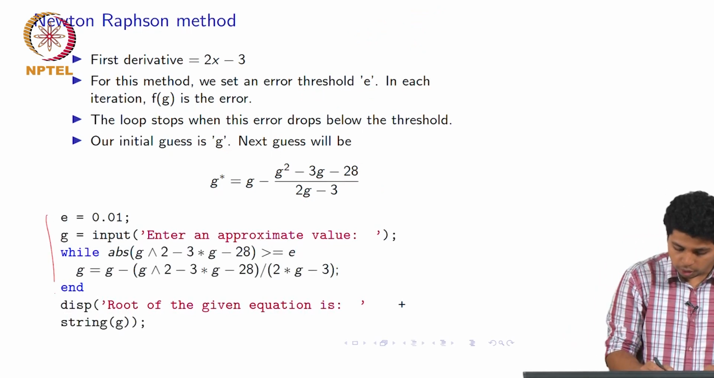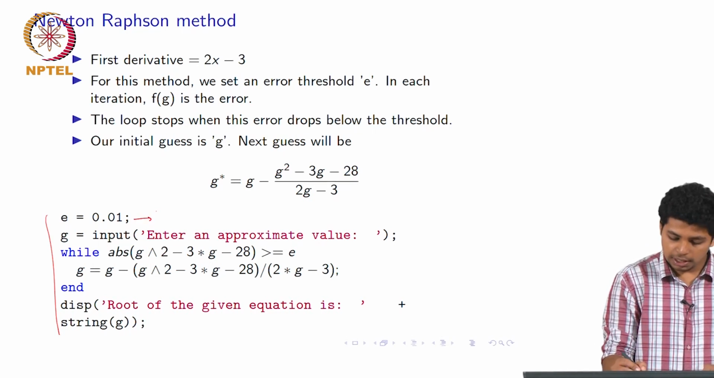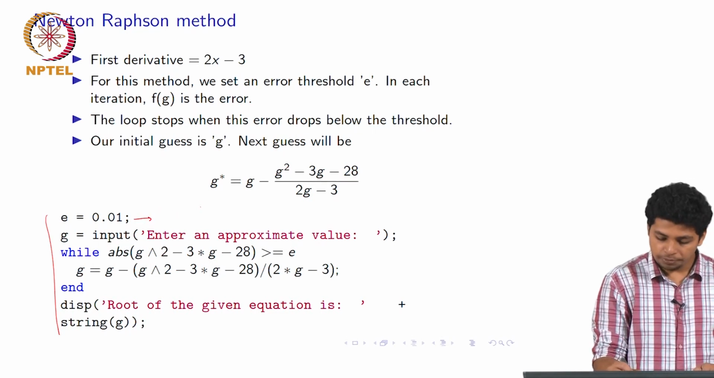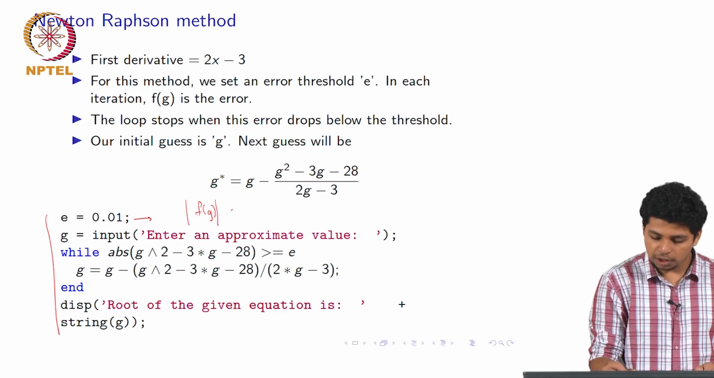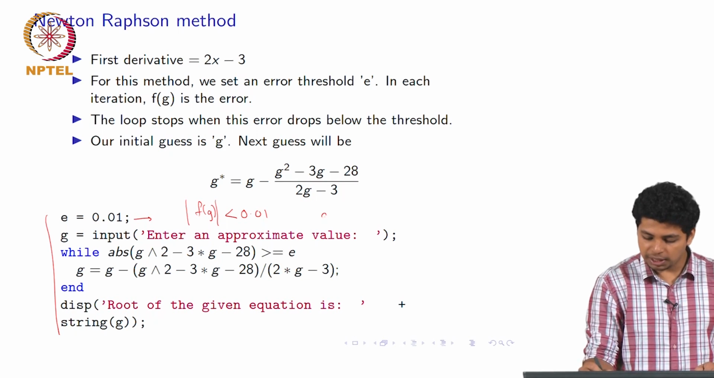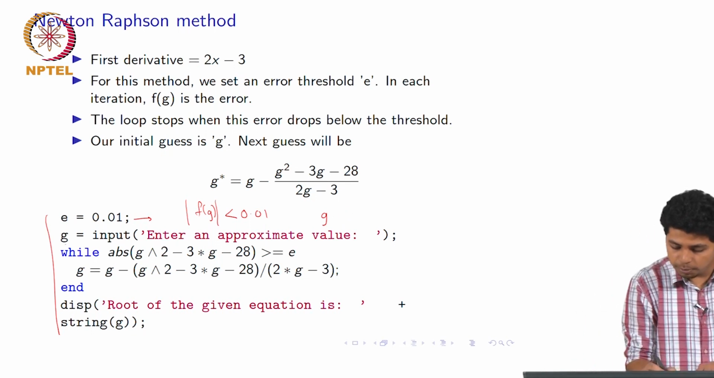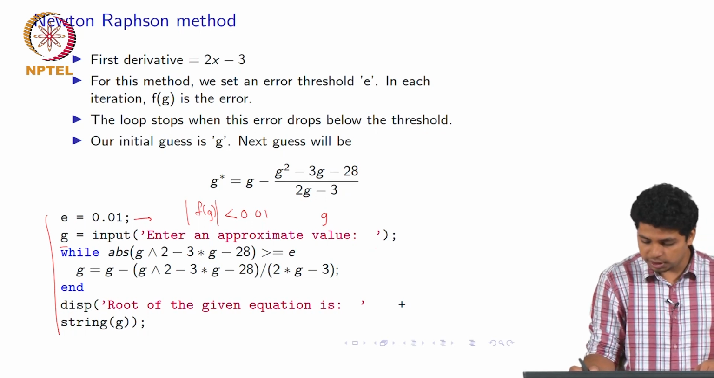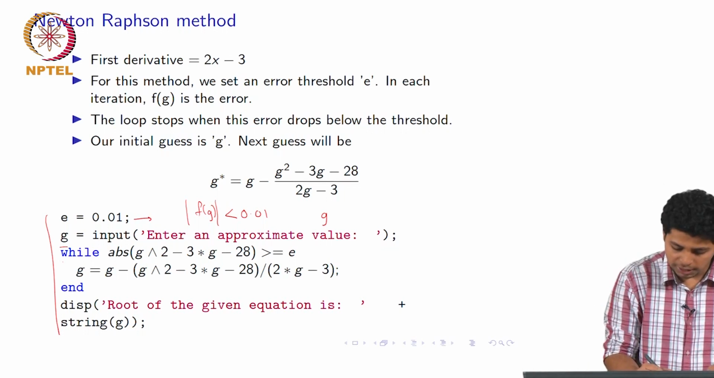Now this is the code that we put for the Newton-Raphson method in MATLAB. So say our error threshold is 0.01. If the absolute value of f of g for any particular guess falls below 0.01, we will accept that particular g as a solution. That is why we set a threshold, and then we put a statement g, and we take the input for the first value, the initial guess. Then we put a while statement.